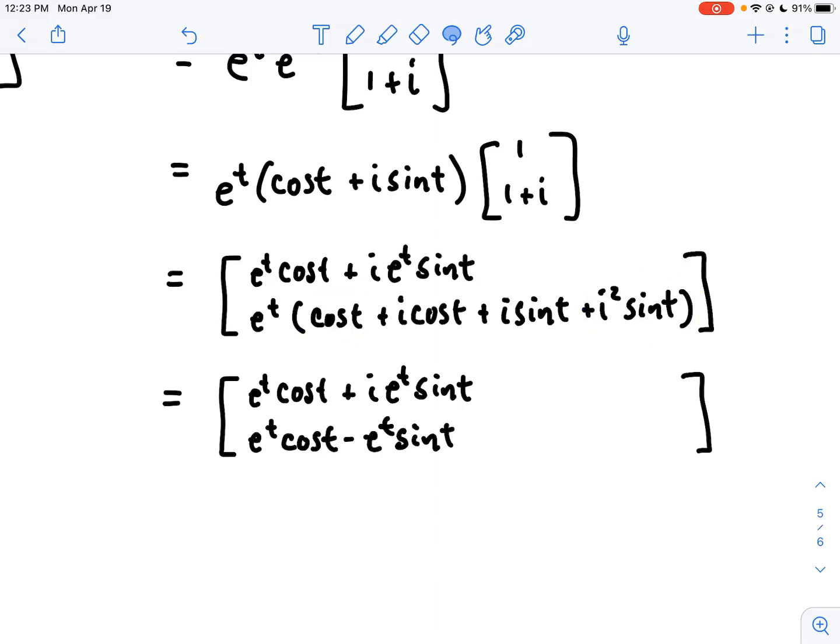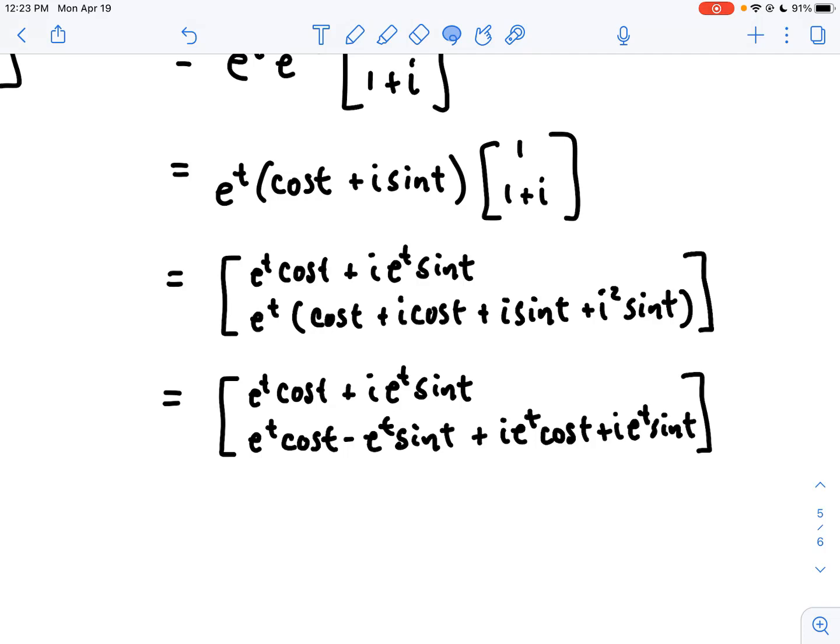And that takes care of this term and this term. Now the other two middle terms involve i, so I'll keep them grouped together. So we have plus i e to the t cosine t plus i e to the t sine t. And that should account for everything distributed.